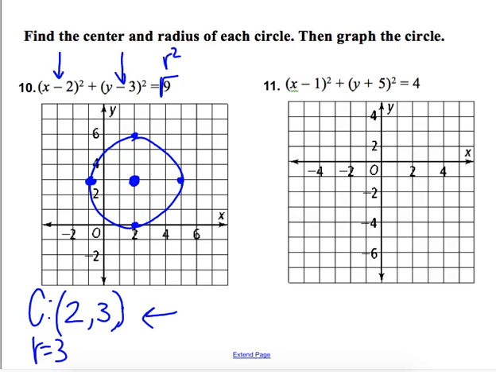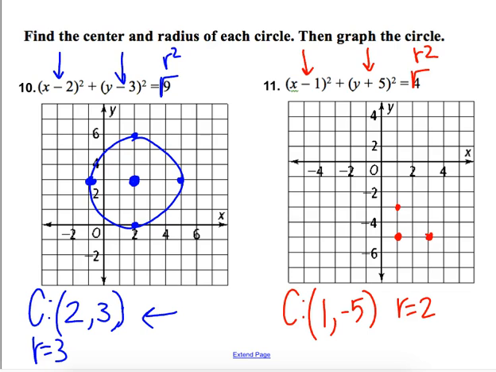So again, on example 11, start with your center. Take the opposite of the sign, 7 minus 1, so it's a positive 1. I have a positive 5, so it's negative 5 for our y-coordinate. Remember this is r squared, so the square root of 4 is just 2. Again, plot your center, 1, negative 5, and then count 2 in all 4 directions.